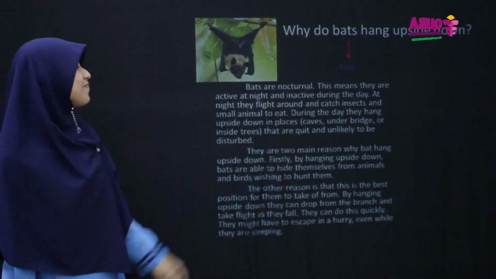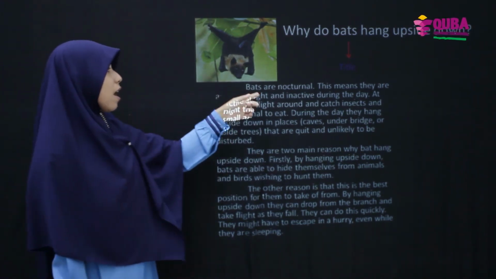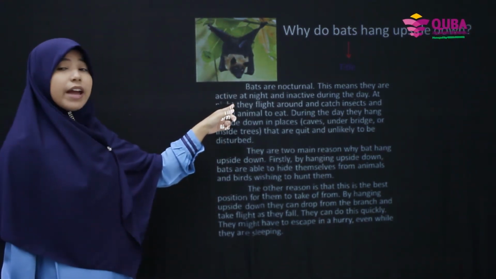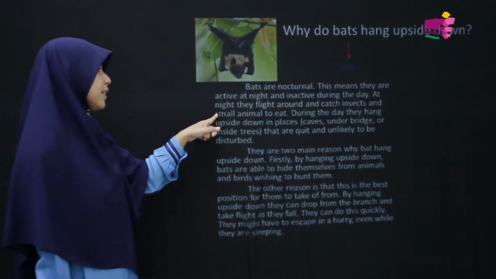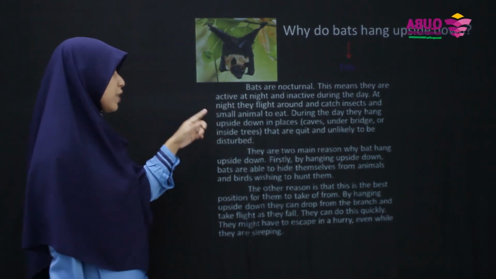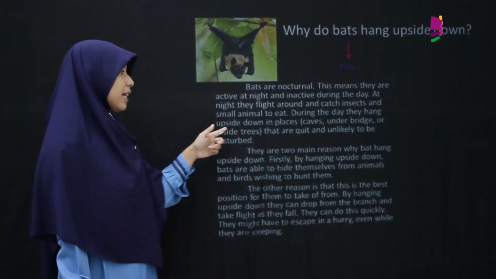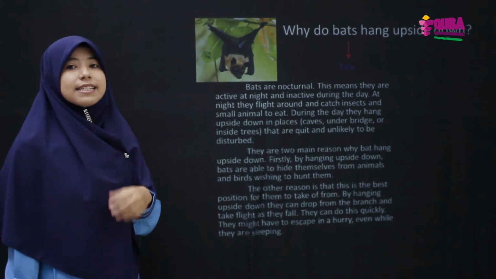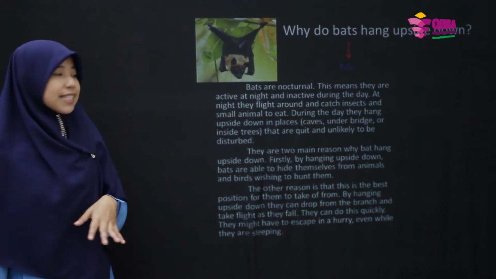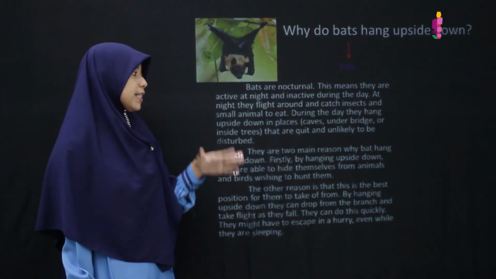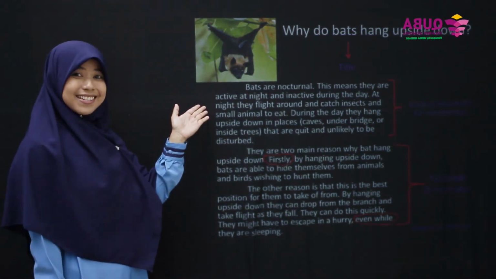Yes, it is the title. And the first paragraph: Bats are nocturnal. This means they are active at night and inactive during the day. At night, they fly around and catch insects and small animals to eat. During the day, they hang upside down in places like caves, under bridges, or inside trees that are quiet and unlikely to be disturbed. Okay, what is this?